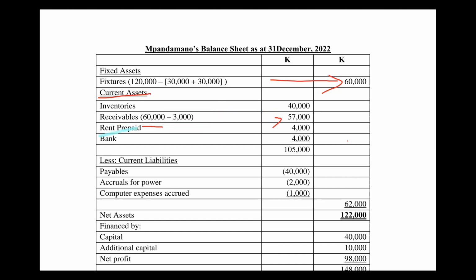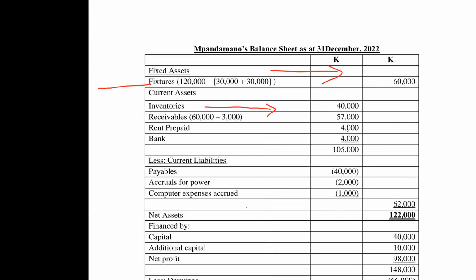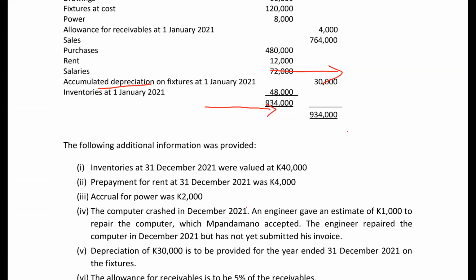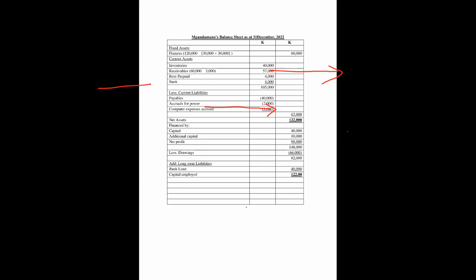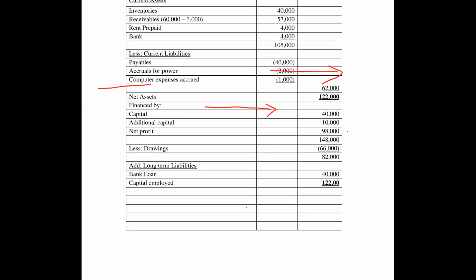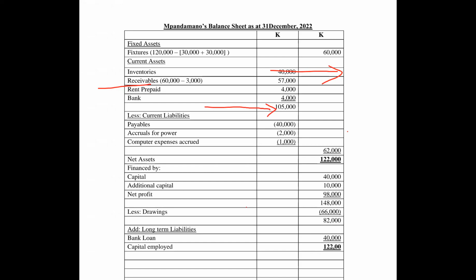Sir, excuse me. Yes, madam. Which inventories do you consider in the balance sheet? Is it the opening or the closing inventory? Which inventories are we interested in? This 40,000, is it an opening inventory or a closing inventory? It's a closing inventory. That is the inventory of that period, not the opening one. The one that you opened with is from the previous period, madam. You got that? Don't worry, you'll be fine.